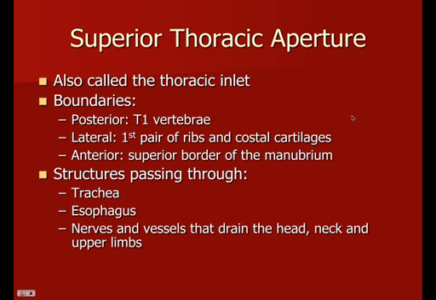So the superior thoracic aperture is also sometimes called the thoracic inlet. Its boundaries are the T1 vertebra, the first pair of ribs and costal cartilages, and the superior border of the manubrium. Structures that pass through your superior thoracic aperture are your trachea, your esophagus, and nerves and vessels that drain the head, neck, and upper limbs. So a lot of important structures passing through that area.